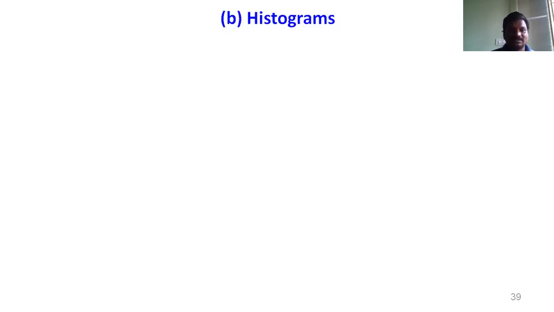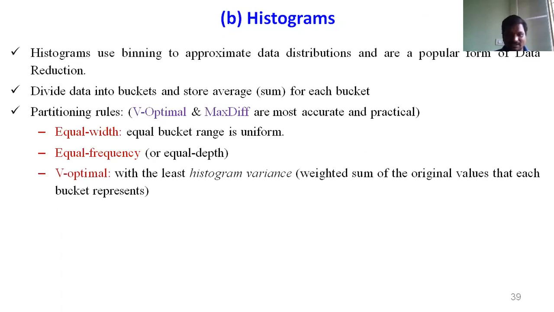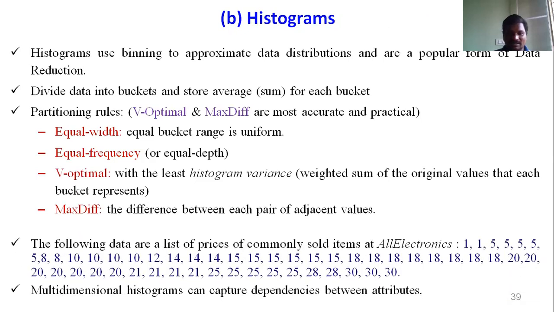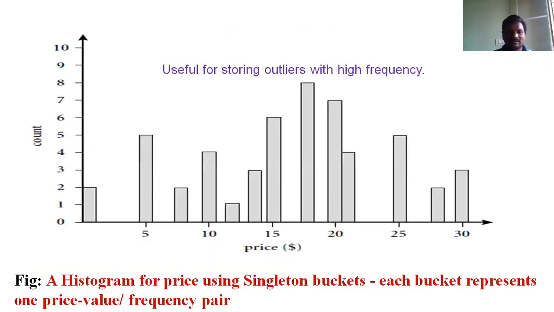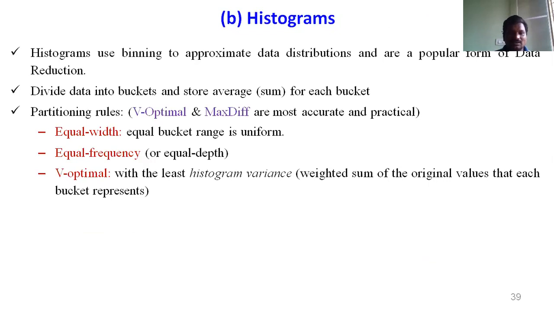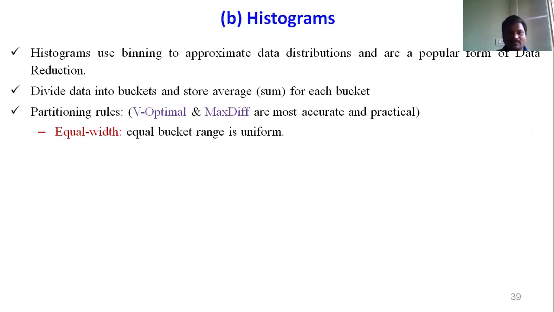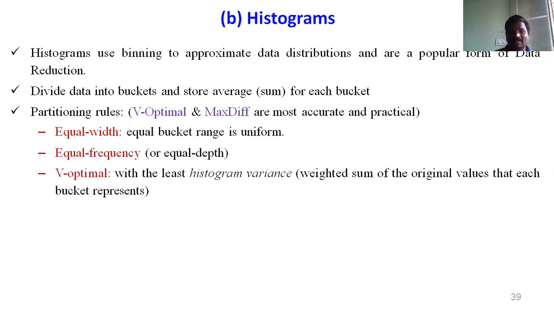The second important method is histograms. Histograms are always in this form, like in cricket commentary, the cricket score, you represent it this way: first 5 hours, 5 to 10 hours, 10 to 15 hours. This is how you represent histogram data. What is a histogram here? A histogram is a data distribution. That means it is used for distributing the data. It is popular for data reduction.